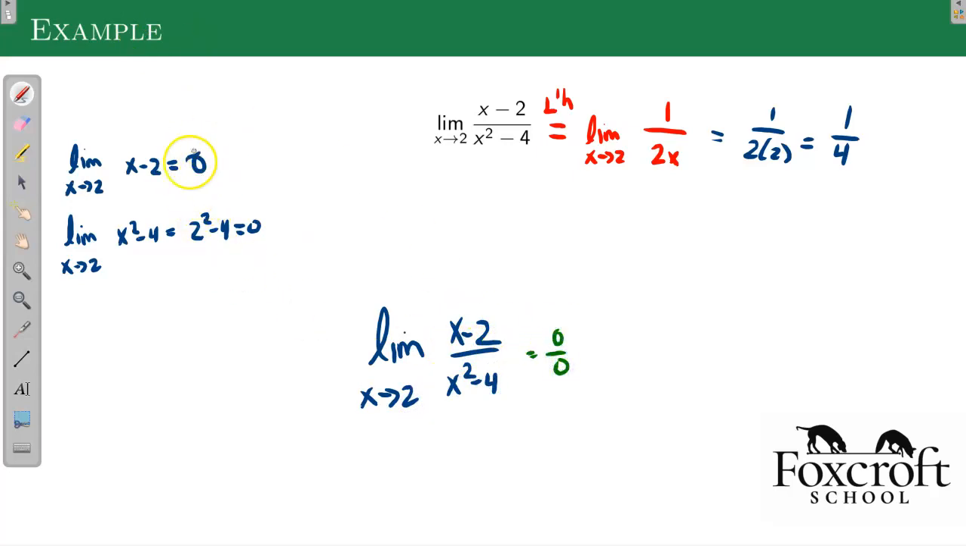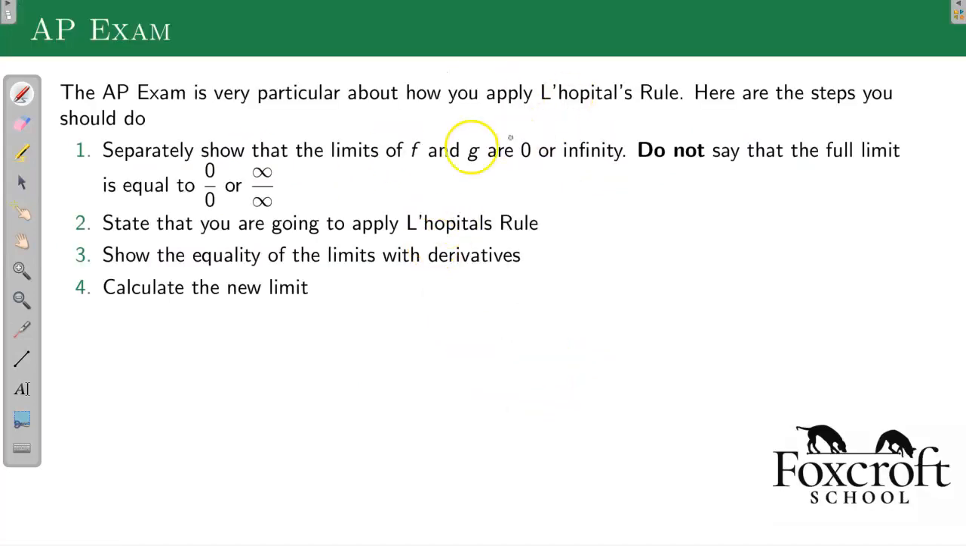You want to say that because the top is 0 and the bottom is 0, but they hate this equal sign with something that's not actually equal. So don't do that. Write these limits separately and then say you're going to apply L'Hopital's rule. Then show equality and calculate the new limit. This is the exact way you would have to do it to get full credit on the AP test for the free response part. For multiple choice, you can do whatever you want.